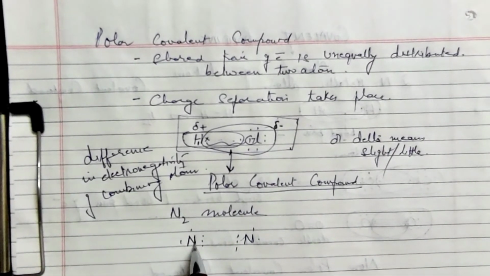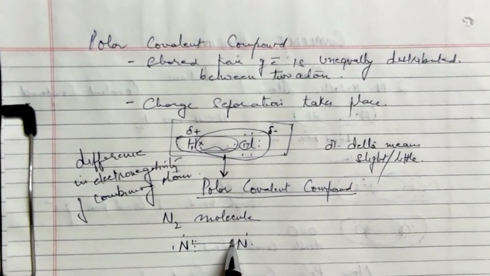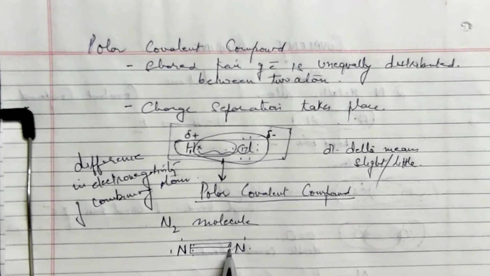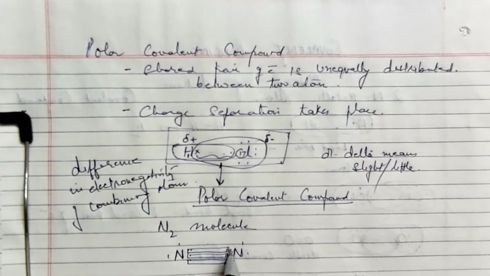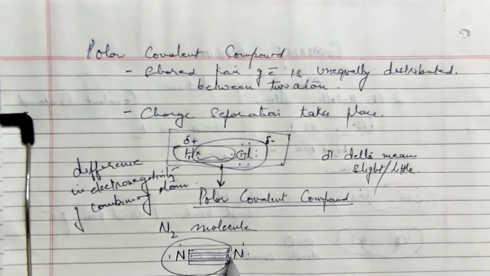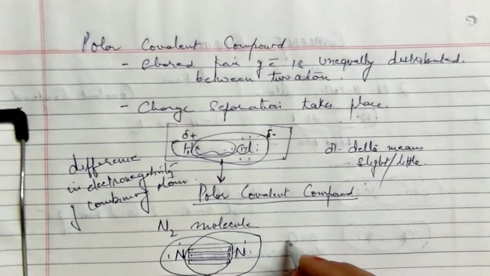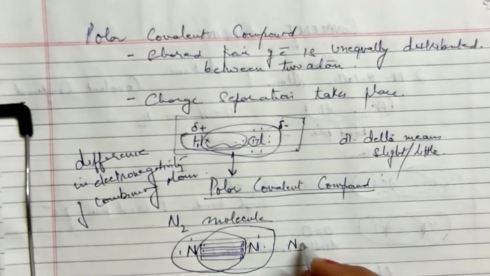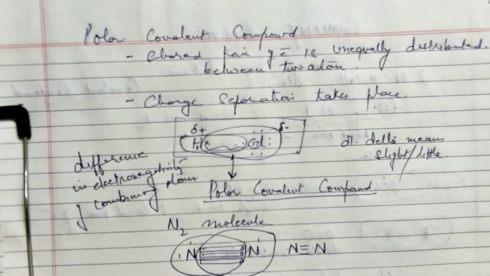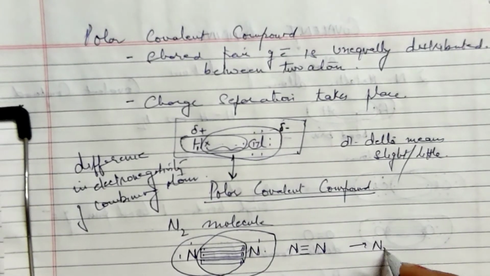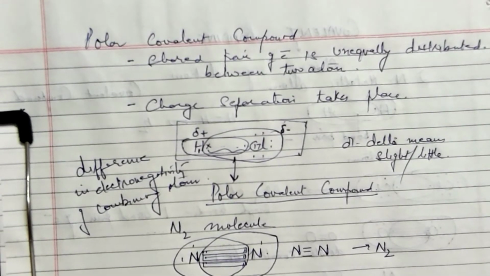And this nitrogen number 1 will require 3 more to become stable. So these 3 electrons are shared between the 2 combining atoms. Both the nitrogen atoms complete their octet, and there are 3 bond pairs, represented by 1 bond pair, 2 bond pairs, 3 bond pairs. And this is how a nitrogen molecule N2 is formed. This is also a non-polar covalent compound.